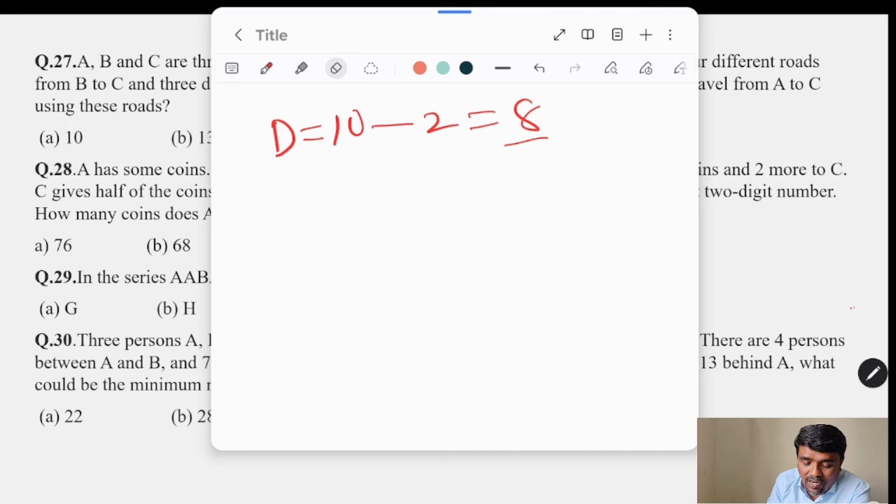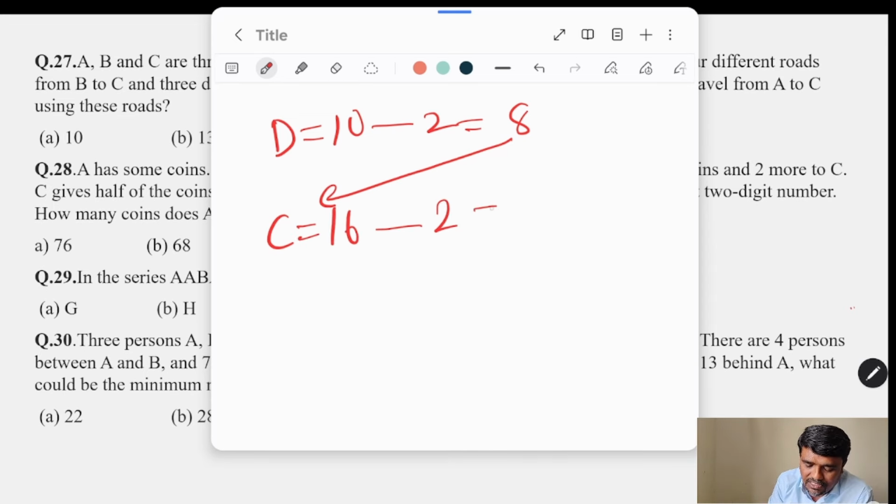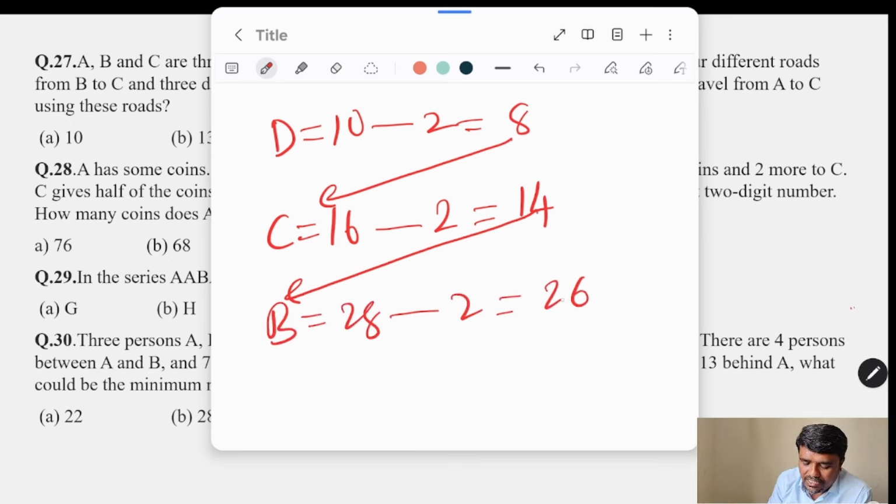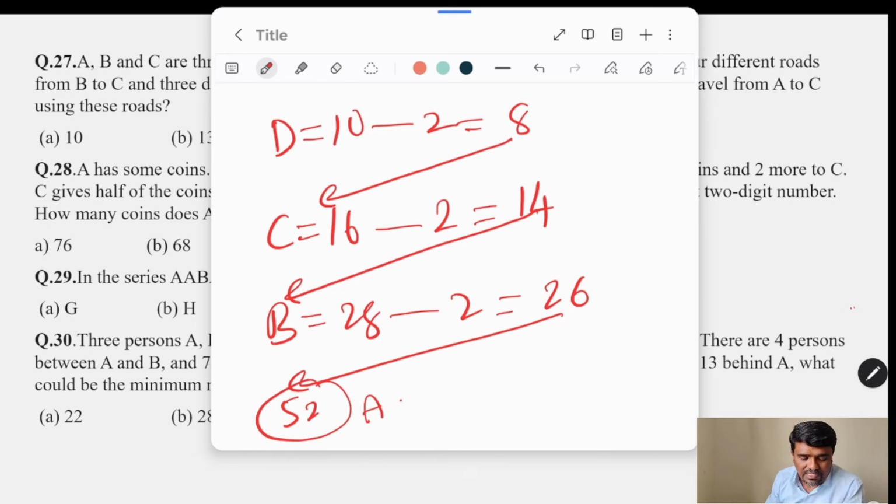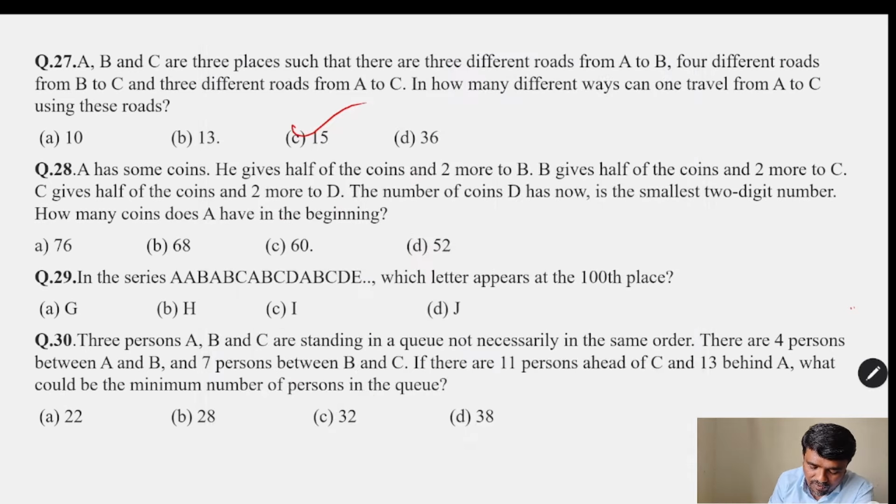He got this 8 when half of the coins are given by C. That means this 8 is equal to half of C. That is nothing but C equal to 16, double of it. The same logic continued. 16 minus 2, 14. Double of this is B, that is 28. Minus 2, 26. Double of it, 52. This is with A. That is the answer. A has 52 coins. You can once again cross check.